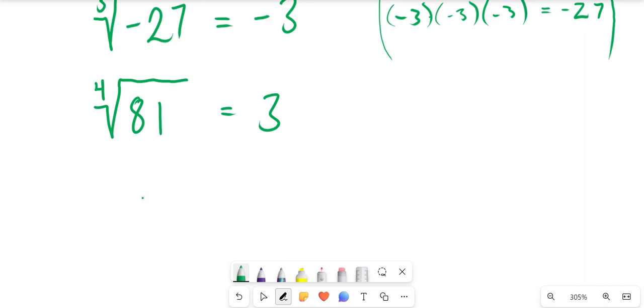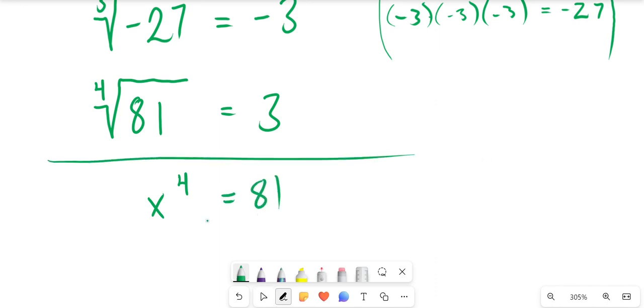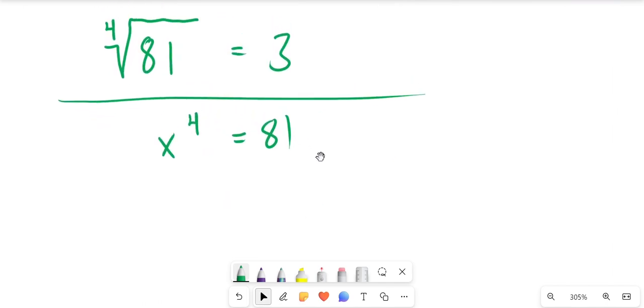But to contrast, if I was to say, x to the 4th power is 81, and we were to solve that using radicals, that's when we need the multiple answers. That's when we would say that x is equal to plus and minus the 4th root of 81.